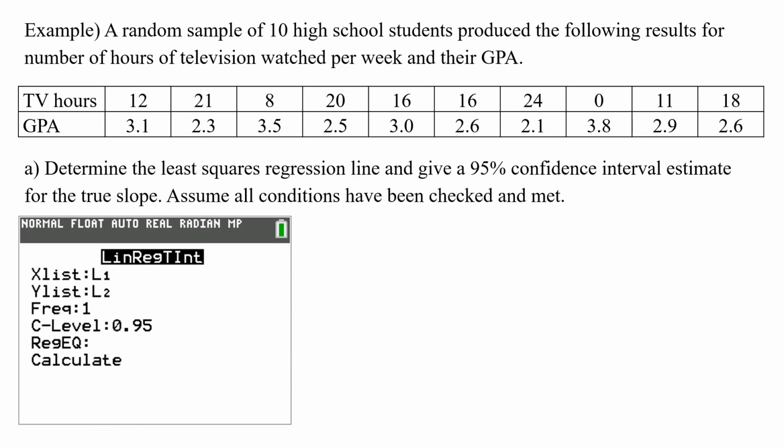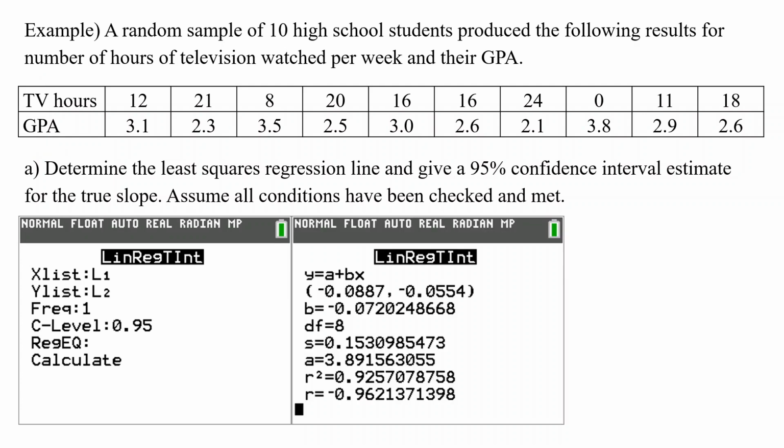So TV hours and GPA. We're going to put TV hours into list 1 and GPA into list 2. So if you want to go ahead and do that, fill that in. Then when we go to run our LinRegTInt, we go to STAT, TESTS, down to letter G. And this is the data we're going to fill in. Our x list is L1, that represents TV hours. Y list is L2, our GPA. Frequency 1, confidence level, we want 95%. Leave the RegEQ blank.